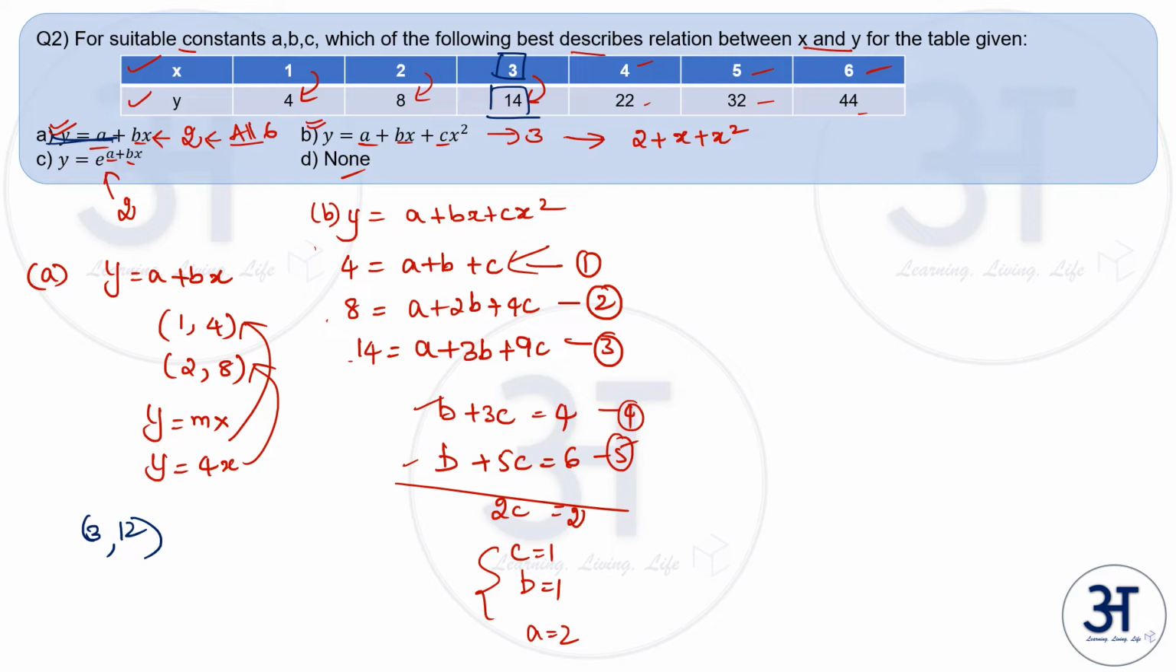If x is equal to 4, for this equation 2 plus x square, what would be the value? 2 plus 4 plus 16, so that is 22. So this is correct. Now let us take x equal to 5. In that case, what would be this equation? 2 plus 5 plus 25, so that is 30 plus 2, 32. This is also correct. Now let us take x equal to 6. 2 plus 6 plus 36, that is 42 plus 2, 44. This is also correct. So our answer is B.